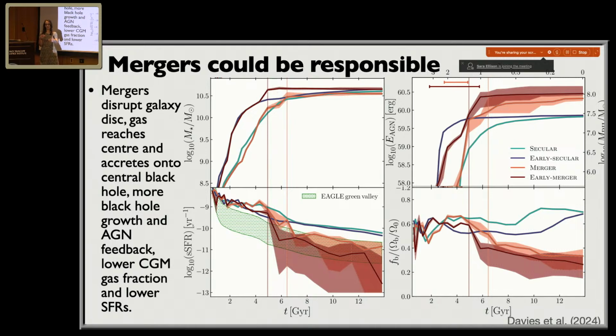Because the merger happens, the gas disk gets destroyed, and it's much easier for the gas to accrete onto the central black hole, and the black hole grows more and therefore does more feedback.